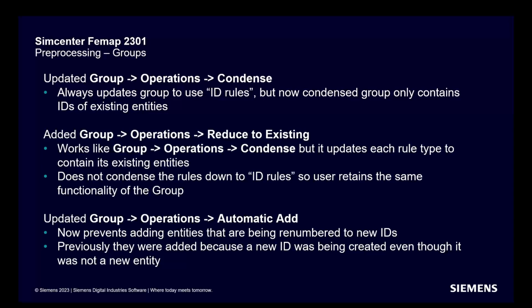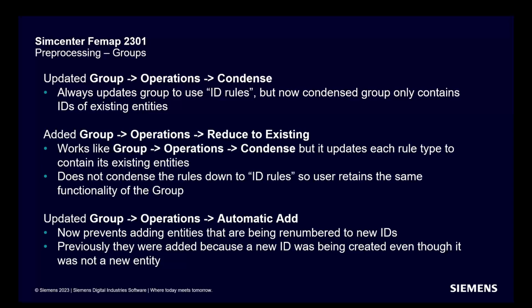So previously, if you used group operations condense, it would condense the rules down and just use the IDs of whatever was selected for the rules. But it would pick up on, for example, if you had selected properties, I want this group to have property 1 through 50, but only 25 properties existed in the model, it would still say properties 1 through 50. So then later on, if you evaluated that group, it would pick up anything that you had added between 1 and 50.